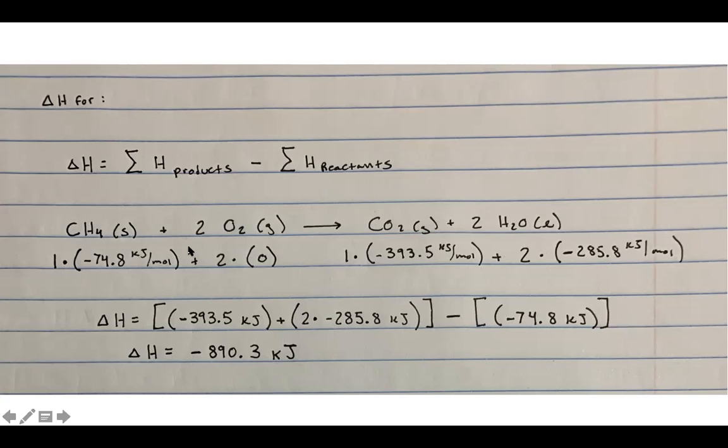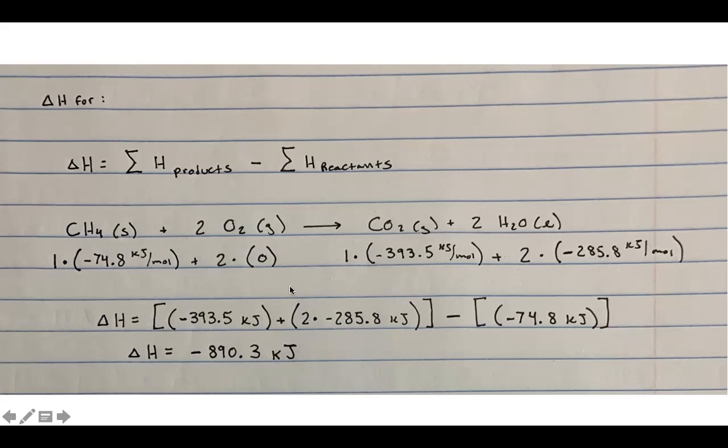Now again, realize the units are kilojoules per mole, which means it's so important for you, down here when I actually calculate it, to multiply it by the coefficient in the balanced equation. So water, for example, the negative 285.8, we have to multiply it by 2 because its coefficient in the balanced equation is 2. And so what's our delta H for this equation?